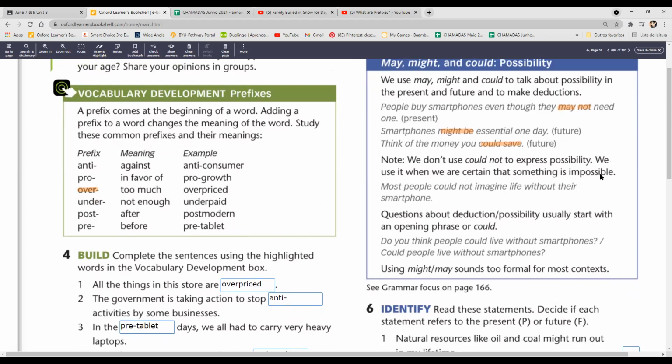So can you read the example, please, Mateus? Most people could not imagine life without their smartphone. Okay. So here it's not something that was possible, but something that was impossible, especially because it's in the negative, right? So that's obvious. Most people could not imagine life without their smartphones.